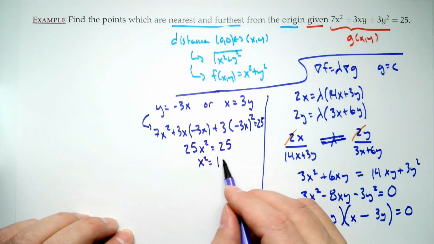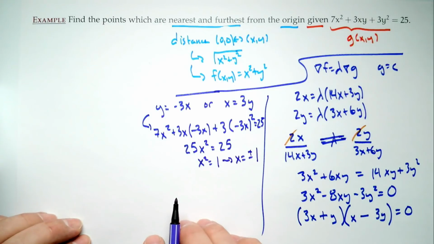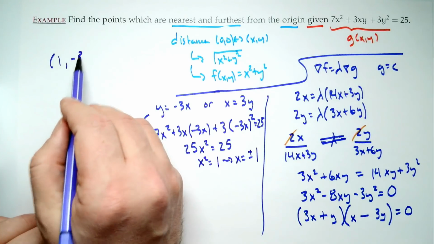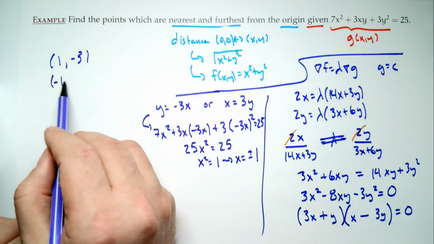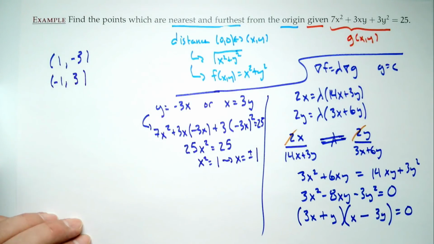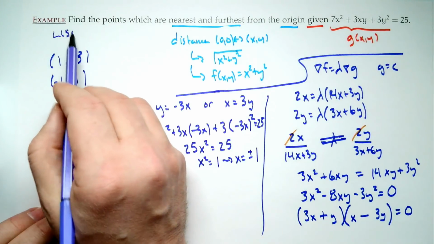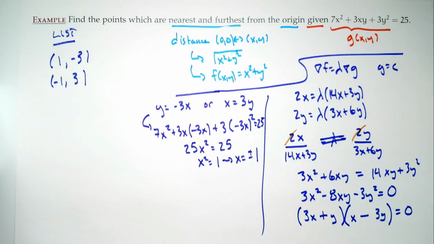1. So we get x equals plus or minus 1, which means that we get the following pairs of points: 1 comma negative 3, because remember y is negative 3 times x, and negative 1 comma positive 3. All right, so those are on our list of candidate points. Okay, well that's good. But that's only half, because we have another possibility.